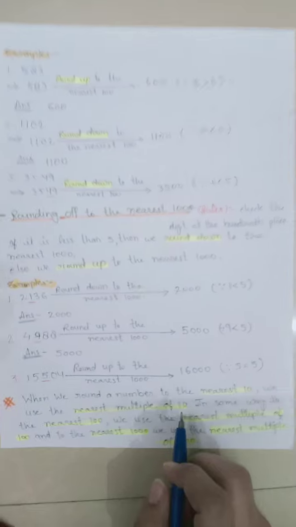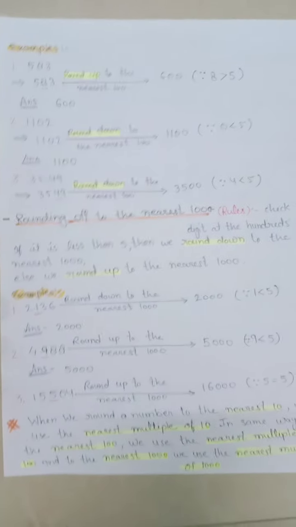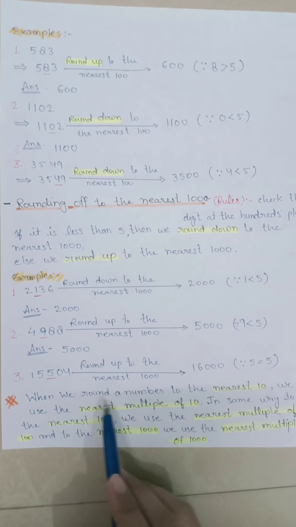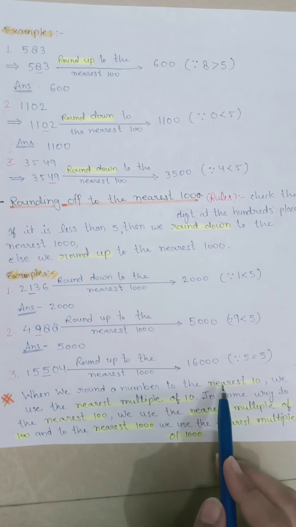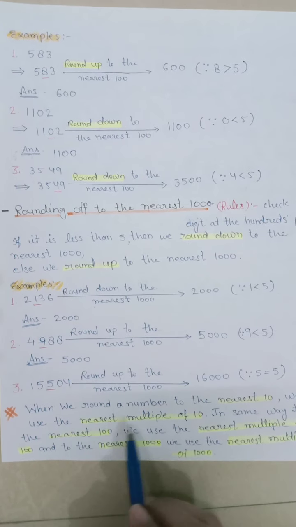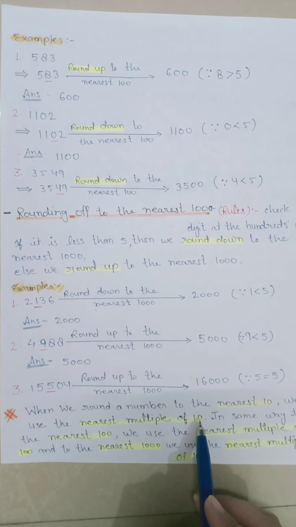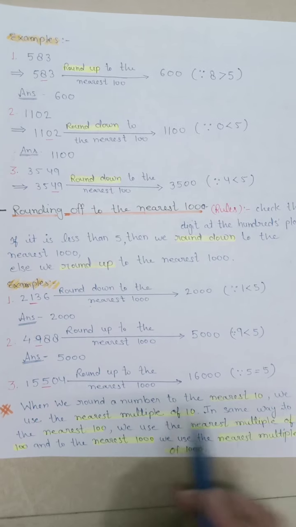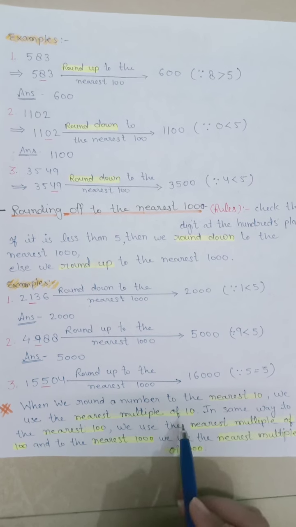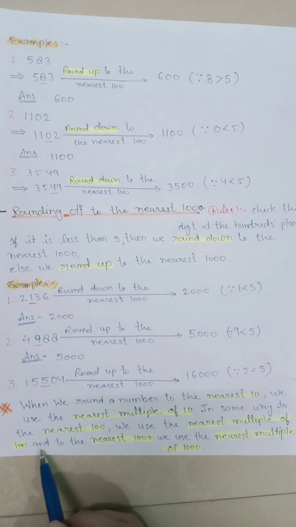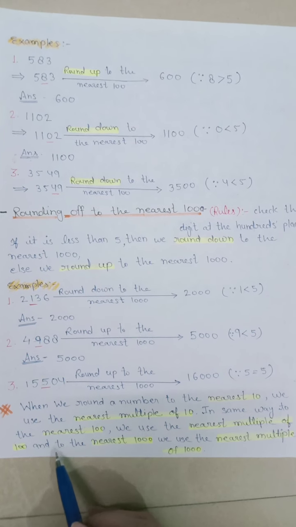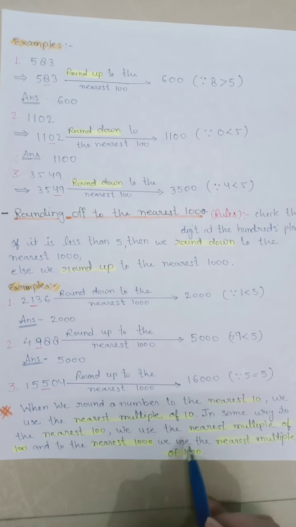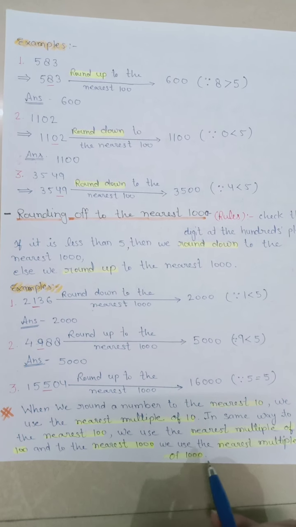Students, there are some rules that you have to keep in mind. What are these? Look here. When we round a number to the nearest 10, we use the nearest multiple of 10. In the same way, when we round a number to the nearest 100, we use the nearest multiple of 100. Same as, whenever we have to round off to the nearest 1000, we use the nearest multiple of 1000.